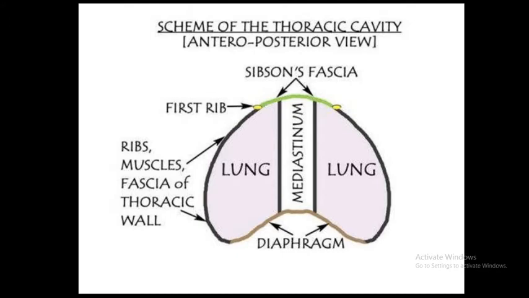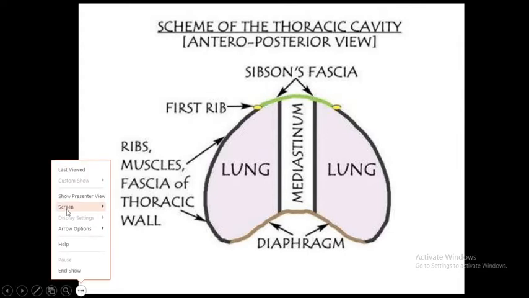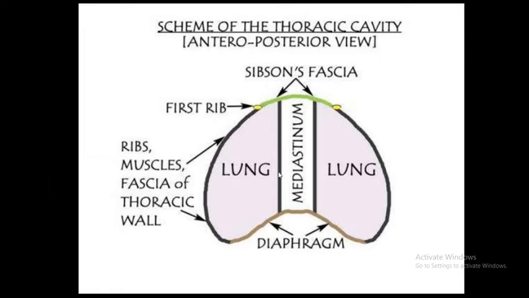Now in this diagram, which is a scheme of the thoracic cavity, it is for your understanding how the mediastinum is described. Let me outline it. On either side there is the left lung and the right lung, and the space present between the right and the left lung, this middle part here, is called the mediastinum.